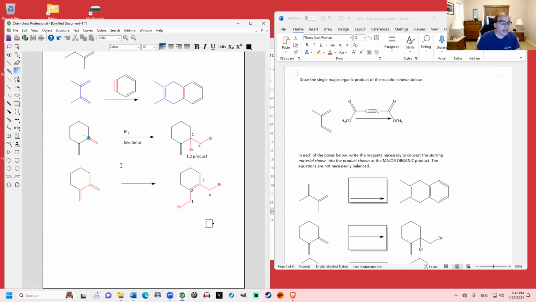And so in this case, we must have added Br2, but at high temperature. No need to list a specific temperature. Low temperature and high temperature are fine. Warm is fine. Heat is fine. Anything that signifies a temperature above room temperature is fine.